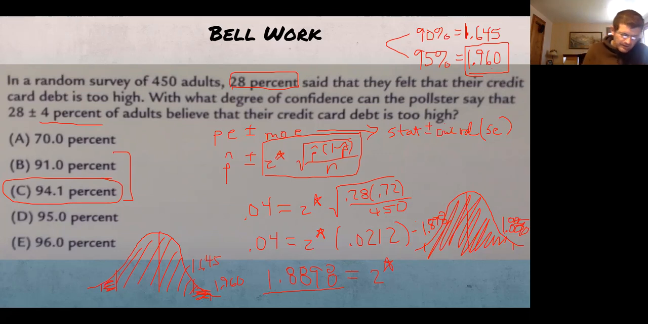And when I do that, I get 0.9412 and so on. So there we can see that is representing 94.1% confidence.